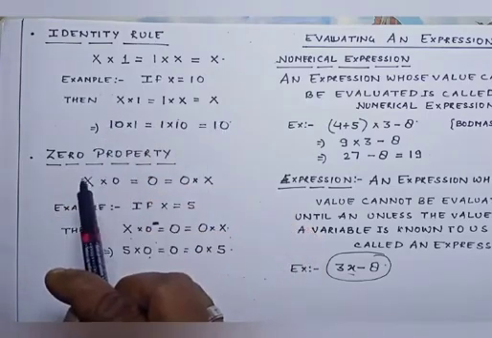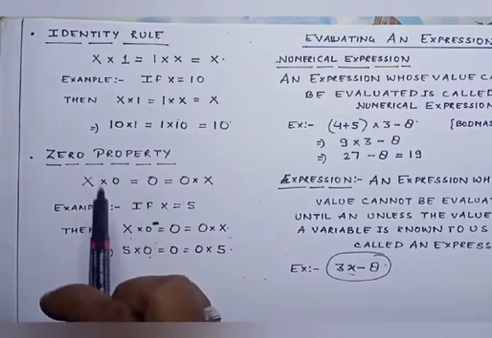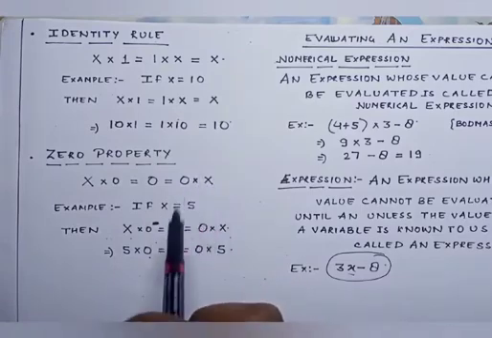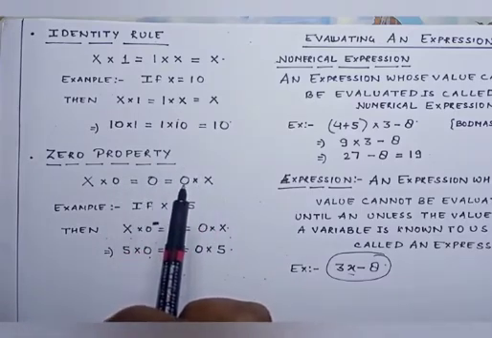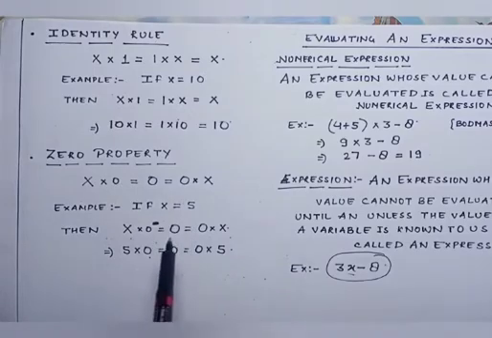Let us come to another property, that is 0 property. If 0 is multiplied to any number or alphabet, the product that we are going to obtain will be 0, not the number itself. Example, if x is equal to 5, then 5 into 0 is equal to 0, or 0 into 5 is equal to 0.